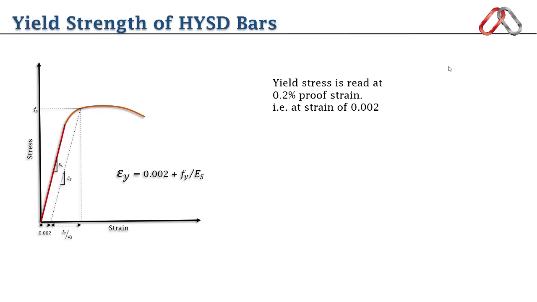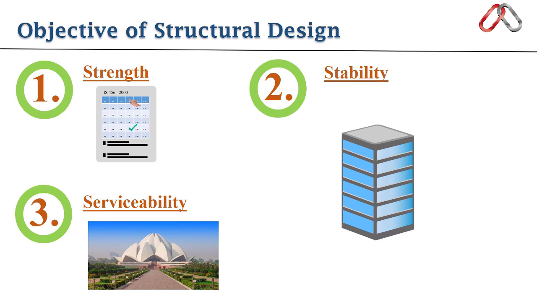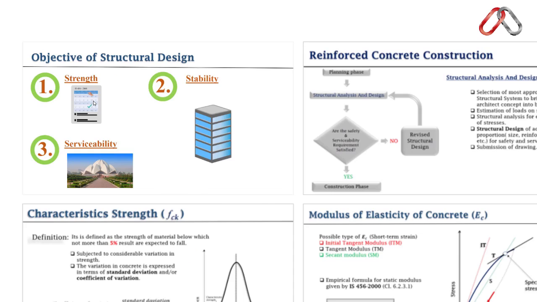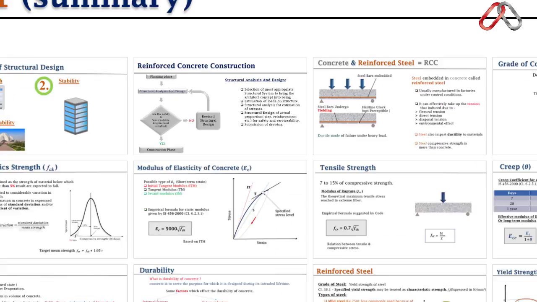So here we have finished our first lecture. Now let's take a look at what we have covered in this lecture. First of all, you have understood the objective of structure designing, that we must design our structure according to strength, stability and serviceability, and the process of reinforced concrete construction, where estimation of stresses on the basis of load, and then we have to check the safety and serviceability.